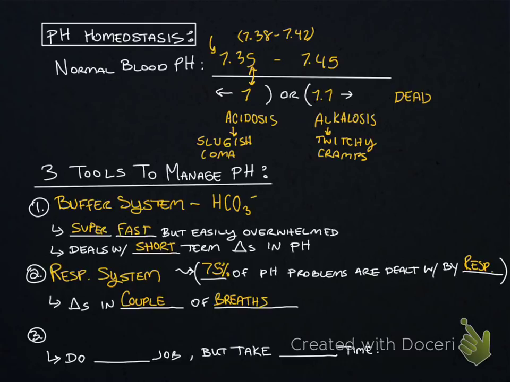So the last one that does the best job, but seems to take the most time, is the kidneys. Okay, it's the kidneys. So your body uses all of these three tools to manage your pH. I can't help it. I got to write out this equation.